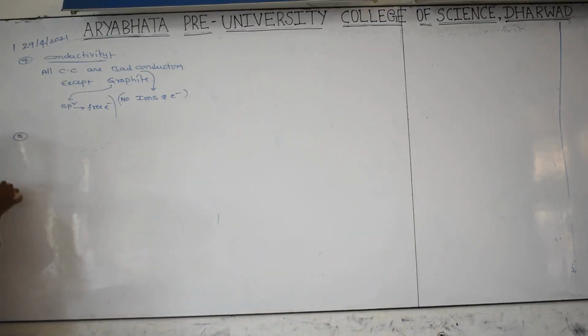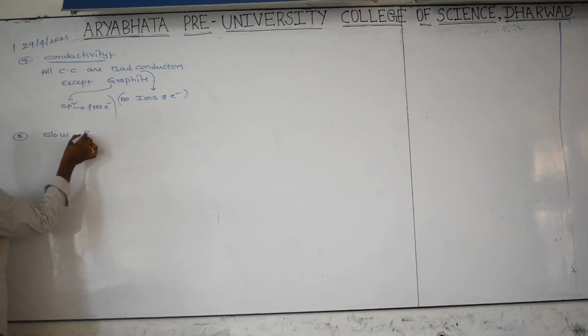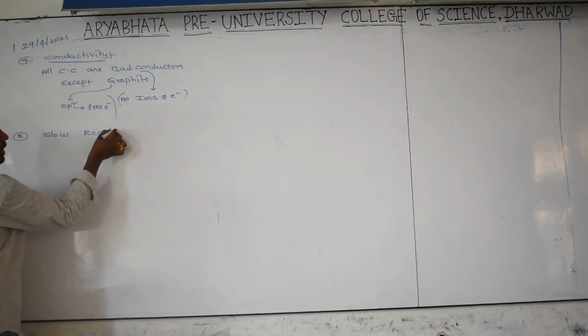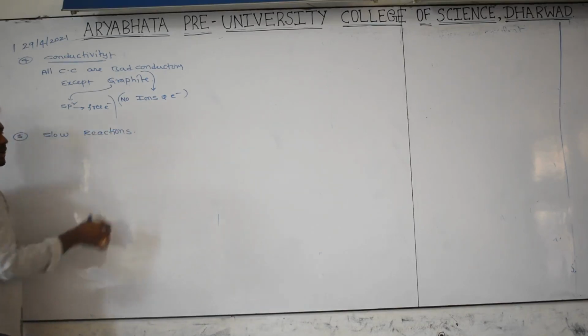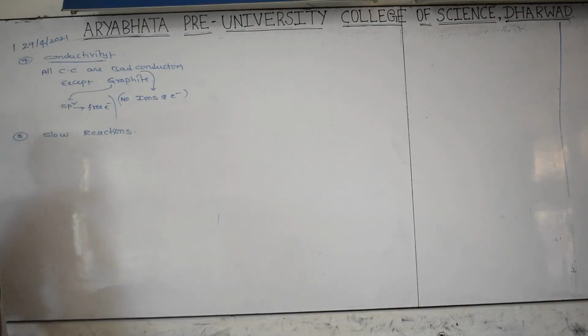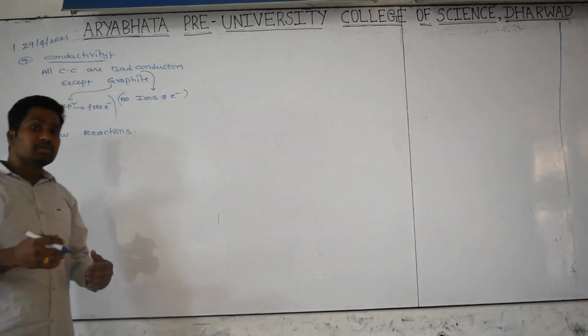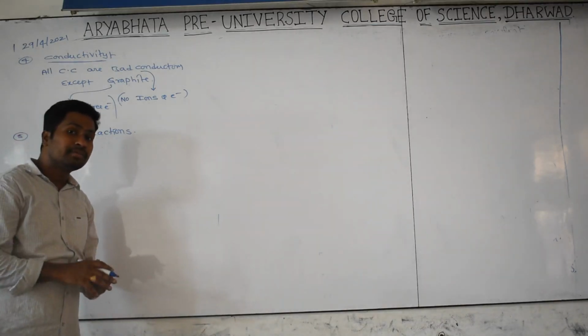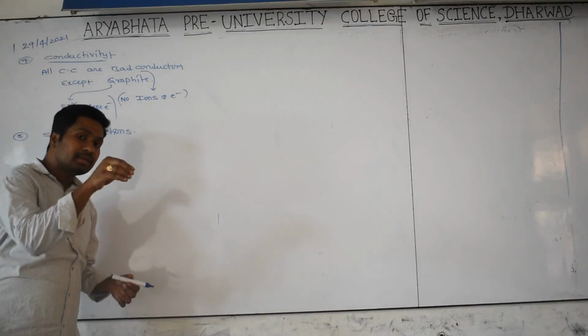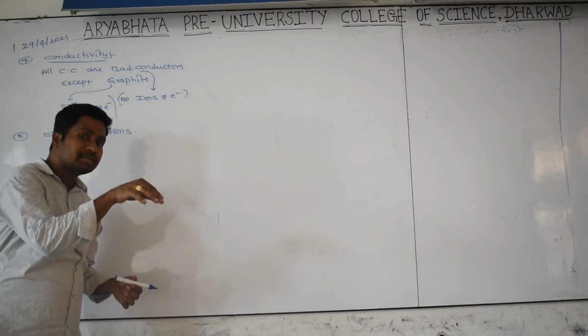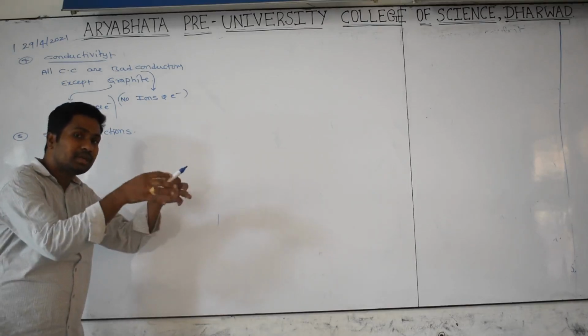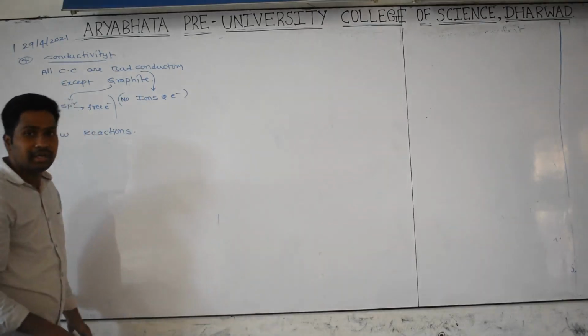All these covalent compounds or covalent reactions are very slow. All covalent reactions are slow reactions. Sir, why are all covalent reactions very slow? Already we learned all ionic reactions are very fast. Why? Because ionic compounds already exist in the form of ions. When you mix them, they recombine together and immediately give products.